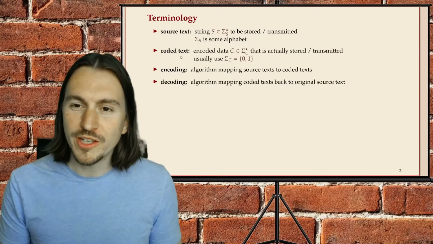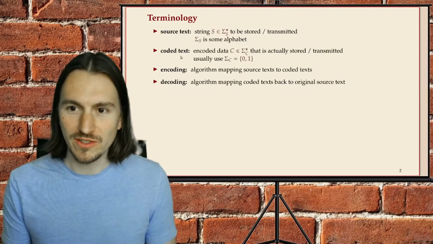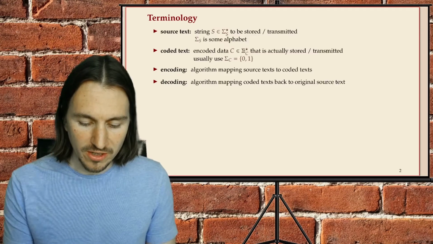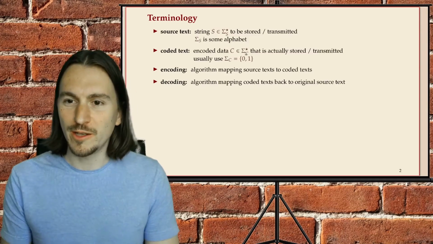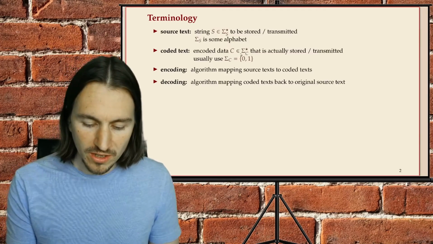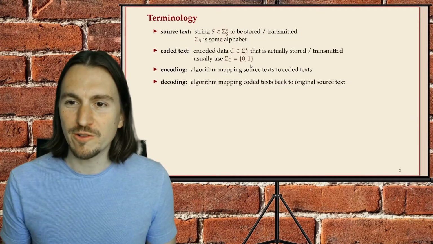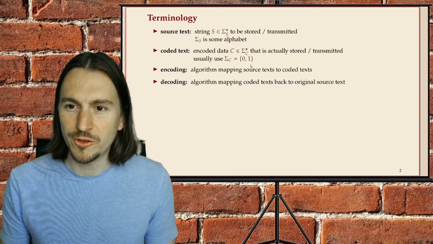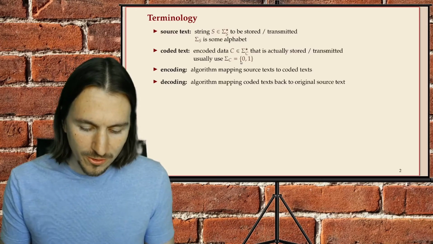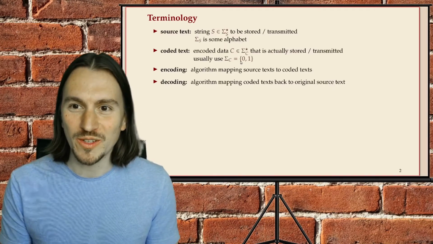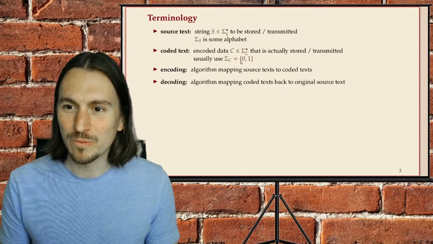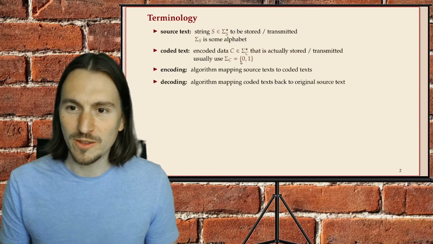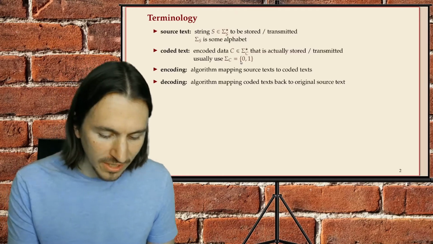And what we transform it into is the coded text, denoted by capital C, and it comes from another alphabet, sigma C. And often we actually use the binary alphabet because we want to represent or transmit things on a computer. But the terminology here or the methods are not necessarily tied to this choice, even though it's the most prominent one.